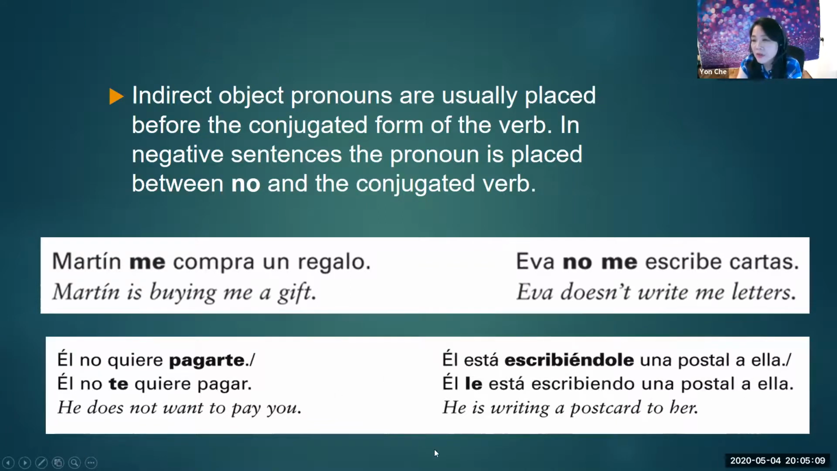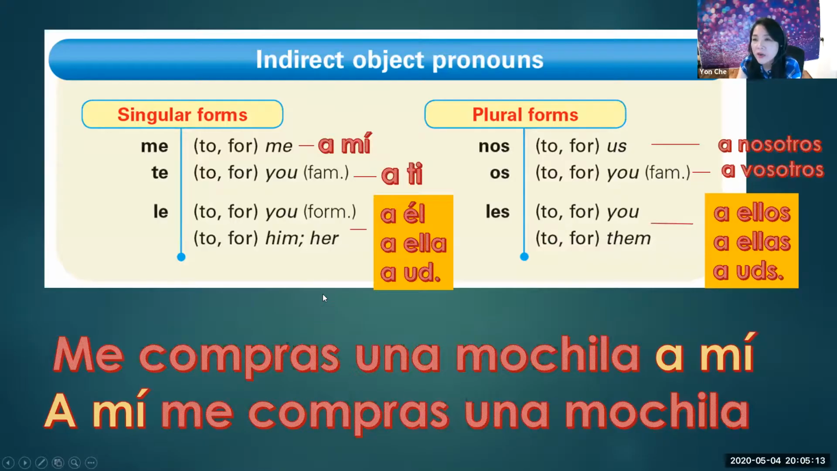Okay, so I'm gonna move on to here. Okay, we're almost done. So I'm going back to the indirect object pronouns. Now we all know how to say to me, to you, to him, etc. Me, te, le, nos, os, and les, right? And you know where to place them. You place them always before a verb, okay? Me compras una mochila.